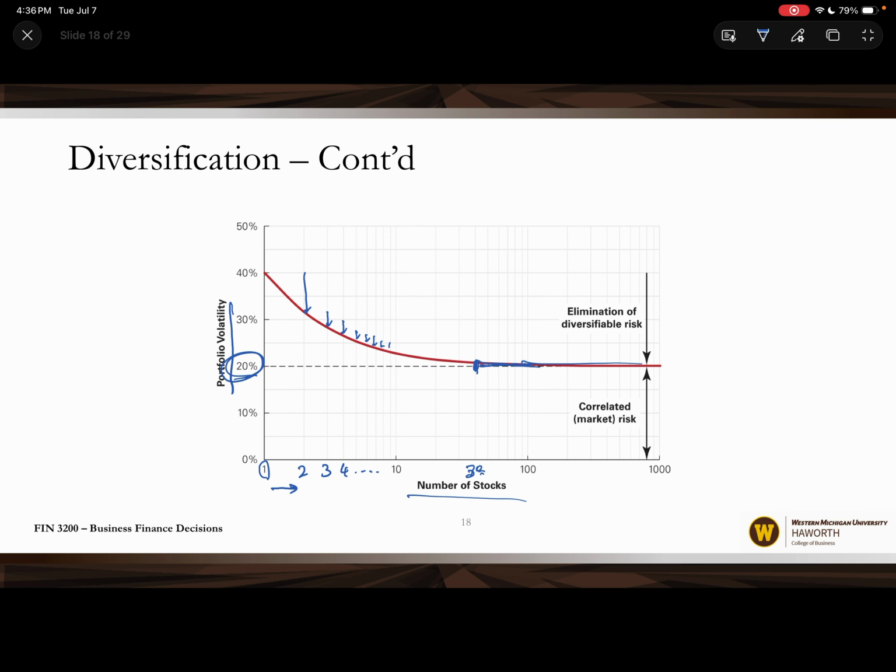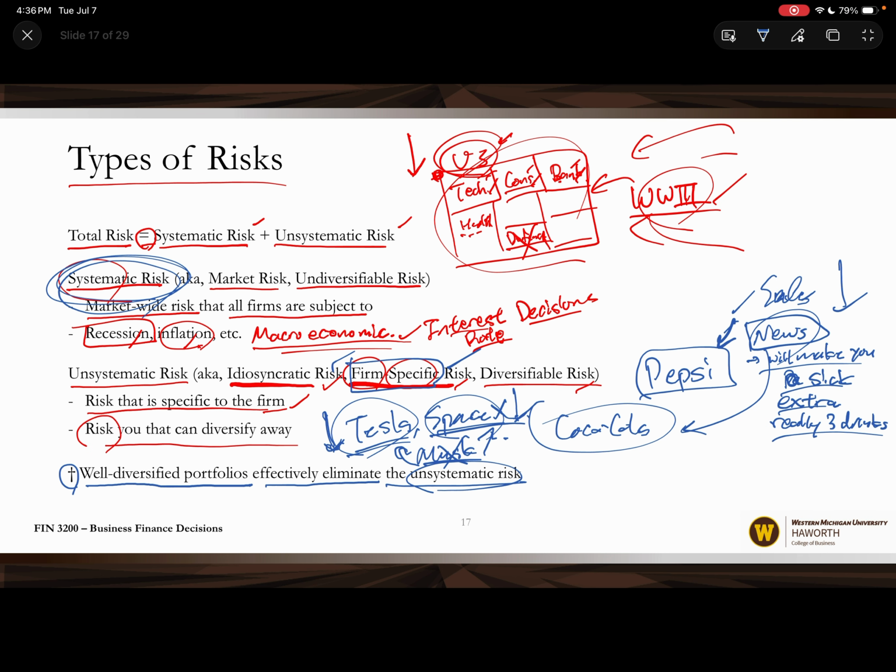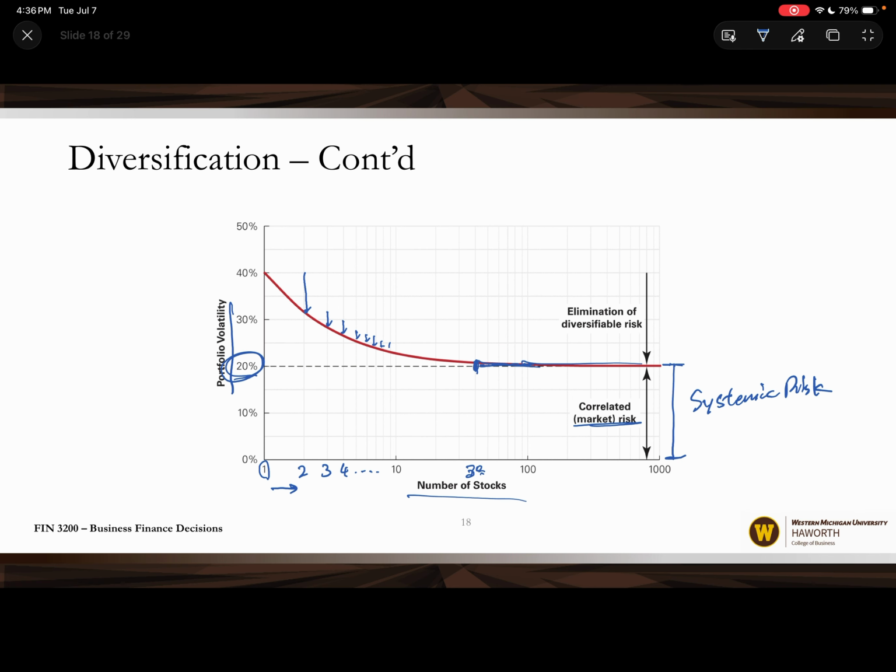It plateaus off here, and this is the market risk. The systematic risk, as we said in the previous slide, cannot be diversified away. It's an undiversifiable risk. You're only getting rid of the unsystematic risk, which is the firm specific risk, right? And we can see that here. In the elimination of the diversifiable risk, we're getting rid of the firm specific, or idiosyncratic, diversifiable risk.